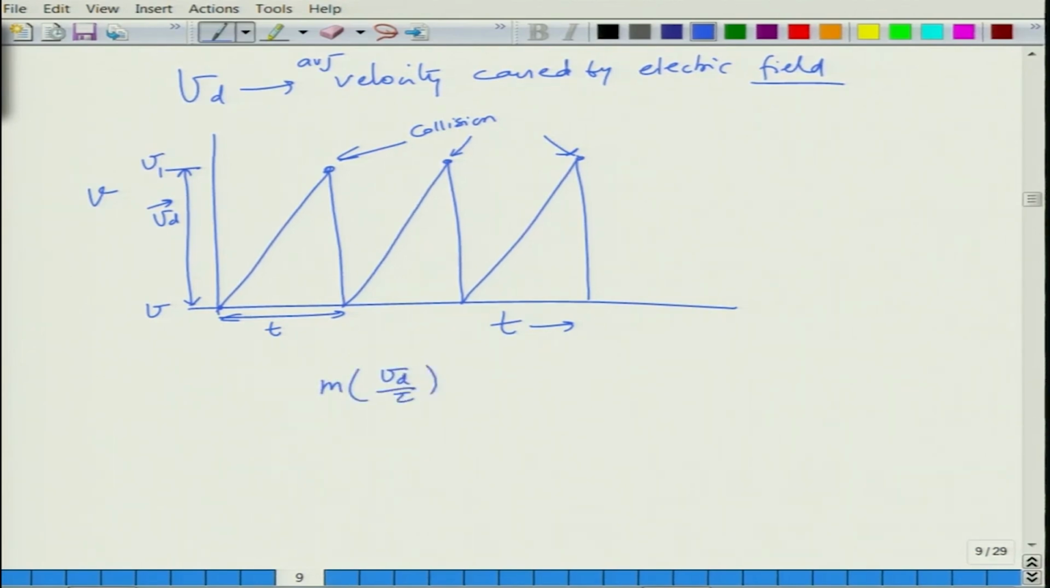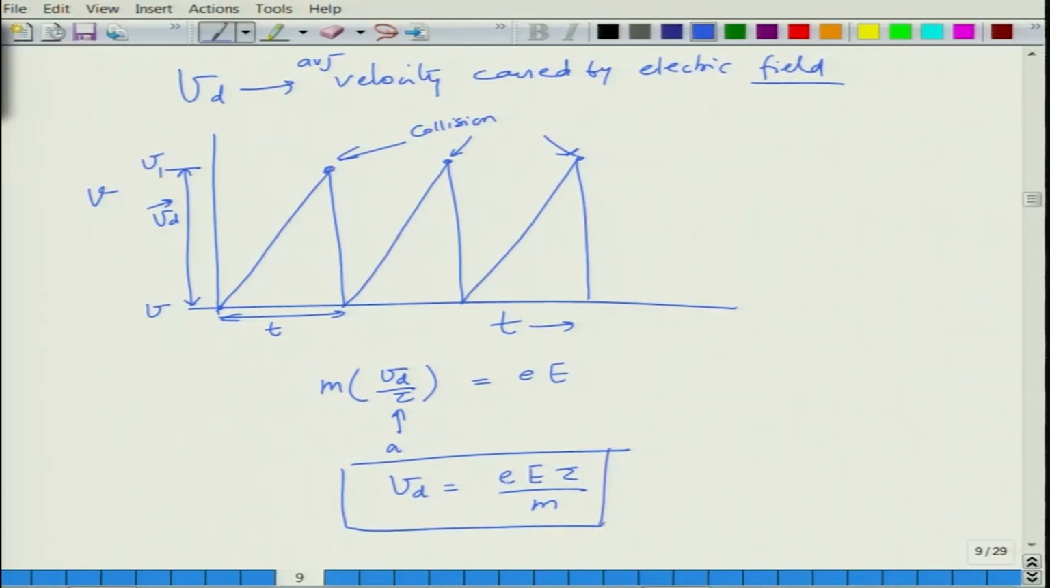divided by tau, which is basically acceleration, is equal to eE. So, we can write this Vd as eE tau divided by m. So, basically electron acquires a drift velocity Vd, which is equal to small e, that is the electronic charge, capital E, which is the electric field, relaxation time tau divided by m, which is the mass of electrons.